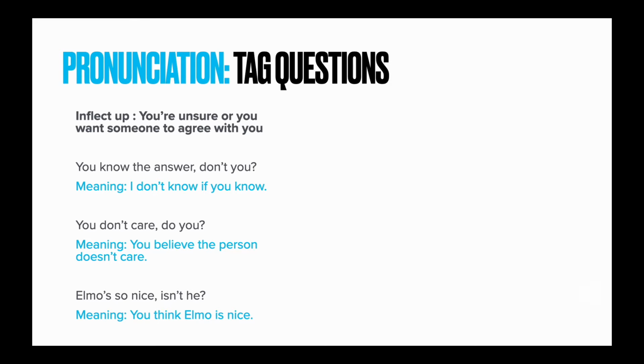In grammar lesson 11, we worked on tag questions. And in these questions, we can also inflect up or down to show different meanings. Let's start with inflecting up. This will show we're unsure or we want someone to agree with you. You know the answer, don't you?